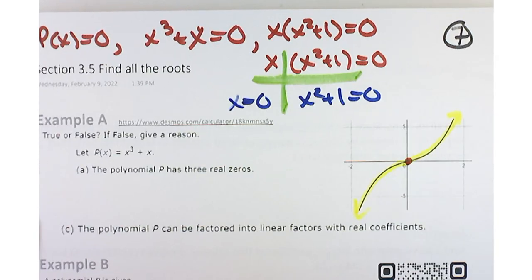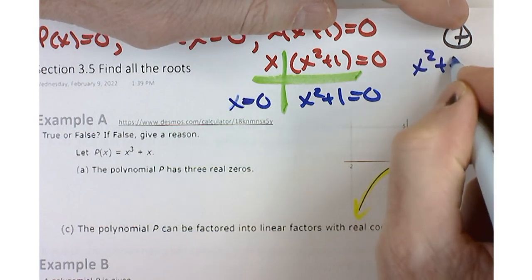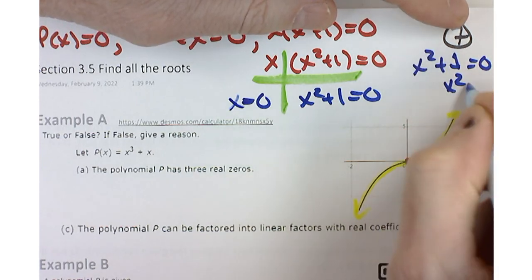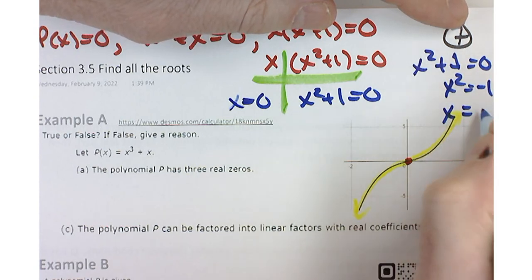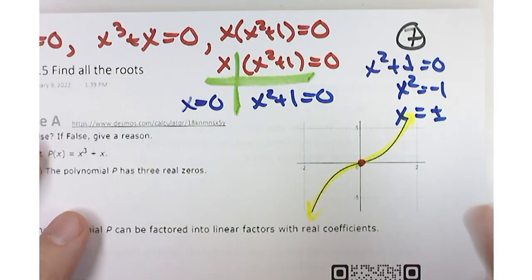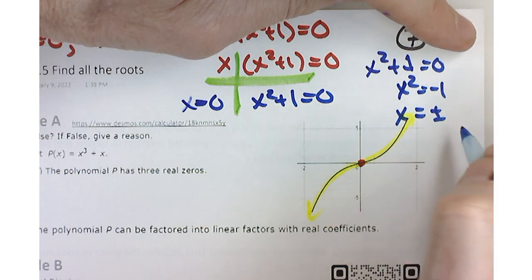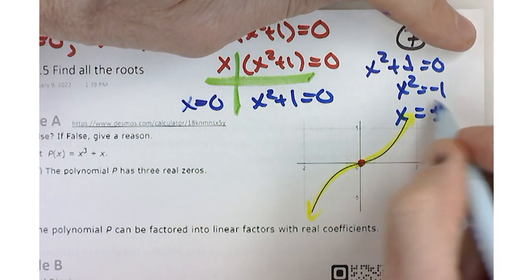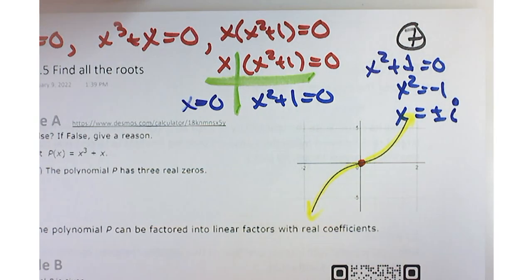Now, where is that true? Well, that means x squared plus 1 equals 0, or x squared equals negative 1. What could x equal? What's the square root of negative 1? Plus or minus 1. Try again. Square root of negative 1 is i. Oh.